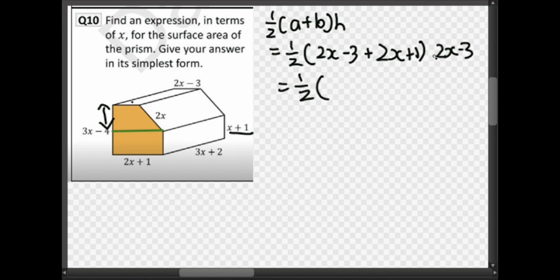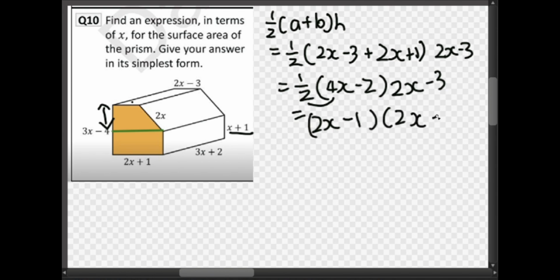So 2x plus 2x will equal 4x, and minus 3 plus 1 will equal minus 2. So 4x minus 2 times 2x minus 3. And we can divide it by 2 first. So 4x divided by 2 equals 2x, and negative 2 divided by 2 equals negative 1. So 2x minus 1 times 2x minus 3.